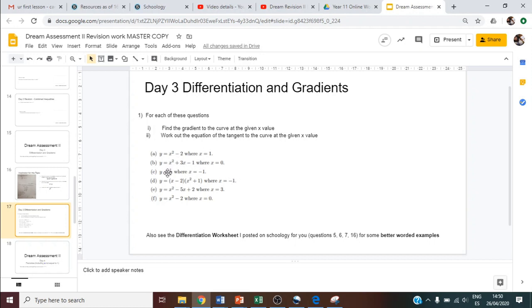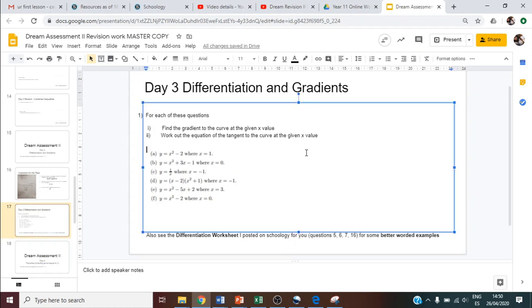Okay? This one, you're going to need to remember it needs to be in the right format before you can differentiate. 1 over x is the same thing as 1 times x to the power of negative 1. Remember fractions? Maybe I should write that for you here. Remember that fractions, where there's an x on the bottom, can be written as x with a negative index. Negative indices. Reminder.